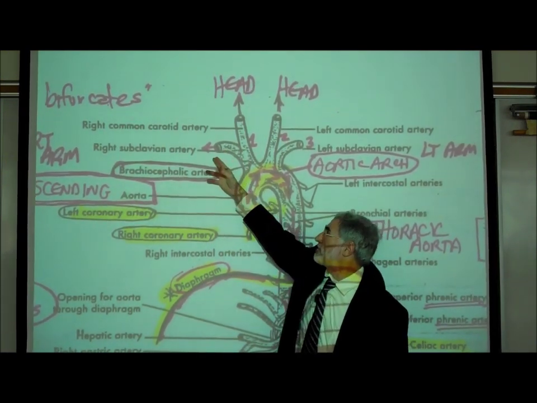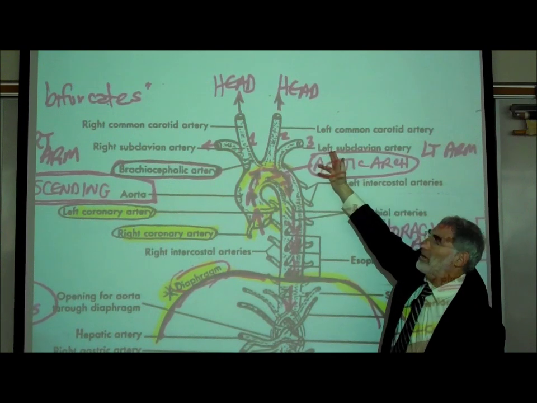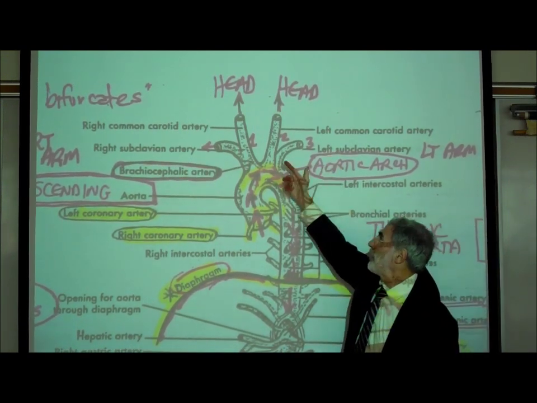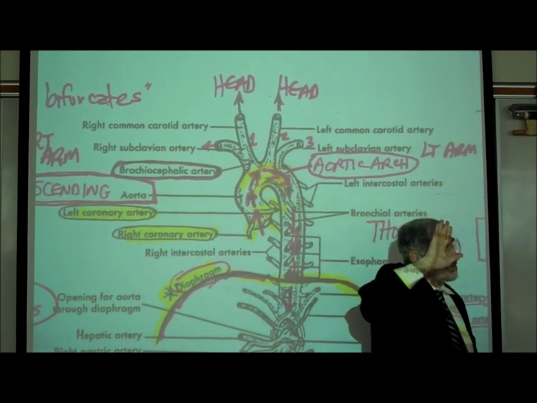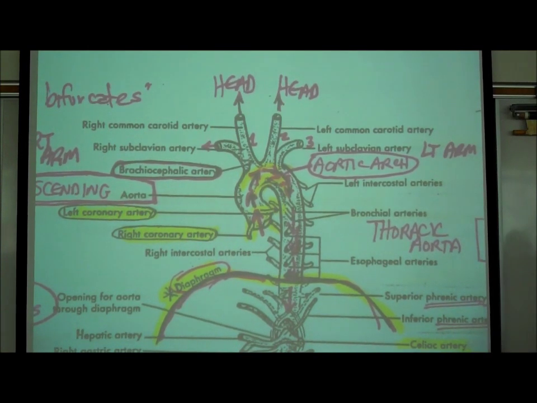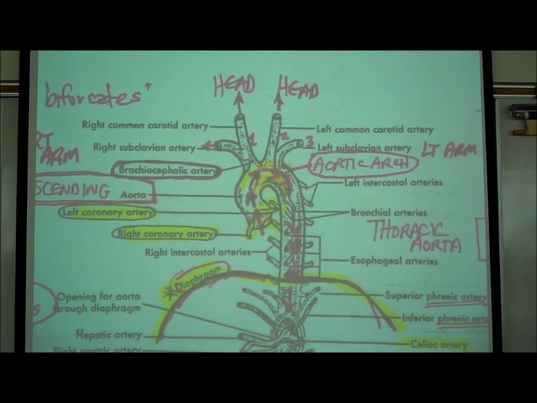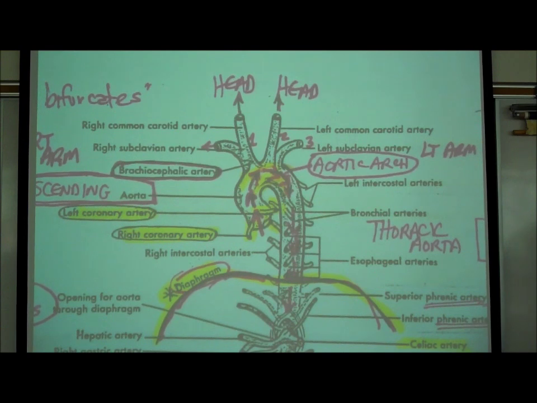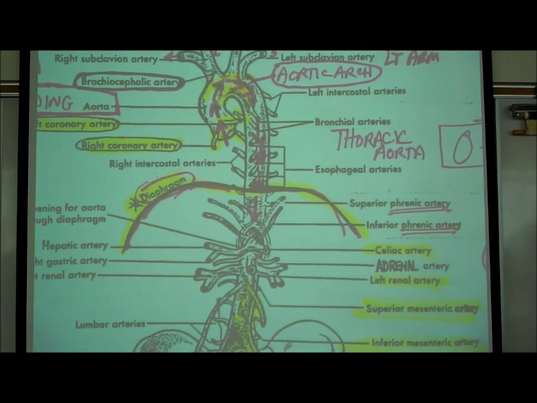But after it bifurcates, we're identical. We've got a right subclavian carrying oxygenated blood to the right arm, a left subclavian carrying oxygenated blood to the left arm, and right and left common carotids carrying oxygenated blood up to the head. Is it the same on the cat? It's slightly different, as we'll see. Most of everything else is the same on the cat.